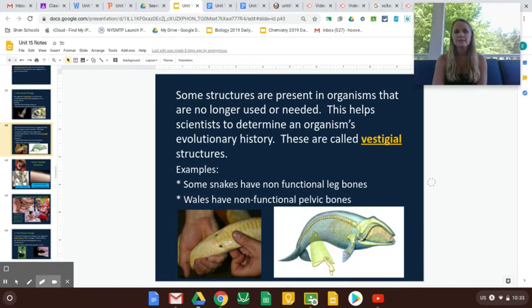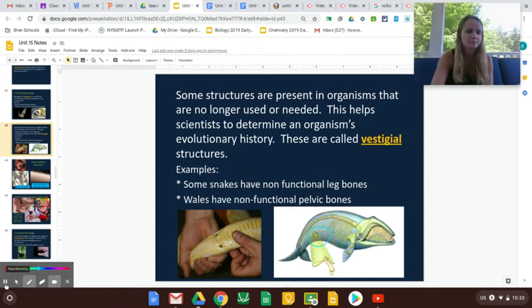We have some evidence of this. There are actually some animals that have structures they don't even need that are still around in their bodies. And that's kind of evidence of evolution for us, where we're like, wow, this must have descended from something else because it has this structure in it that it doesn't even need. So some snakes have non-functional leg bones, kind of indicating that they probably evolved from something with legs. There are also whales with pelvic bones right here. Whales have no pelvis, but they have these weird pelvic bones. That means they probably evolved from something that had a pelvis.